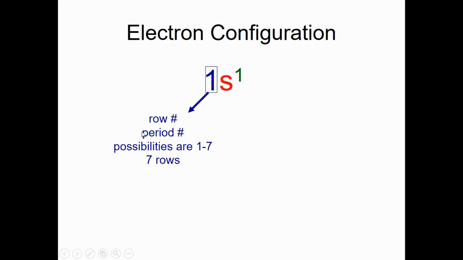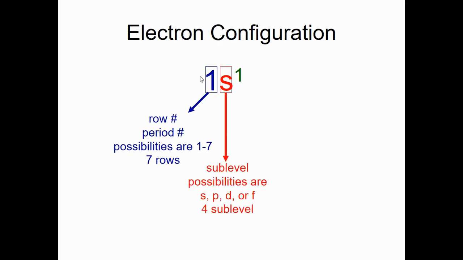We also call that a period. As you go across the periodic table, it is called a period. Our possibilities for that number are 1 through 7 in this class. Okay, the next thing you see is a letter. This letter is your sub-level or your orbital. There are 4 possibilities in this class. We can have s orbitals, p orbitals, d orbitals, or f. That's all we're doing in this class, even though other orbitals do exist. They're not the ground state, which is what we talk about in this class.